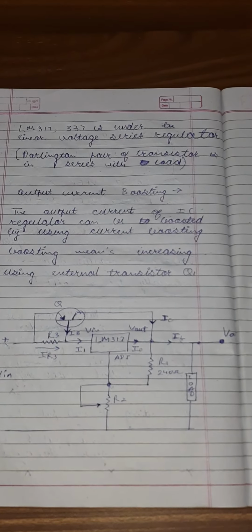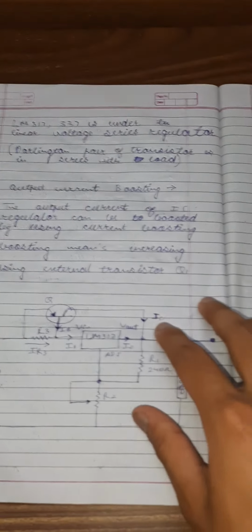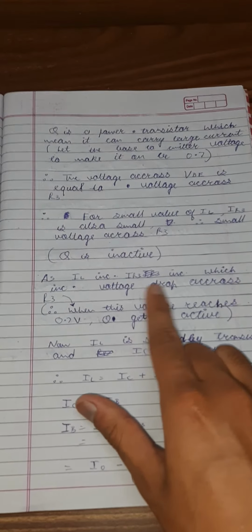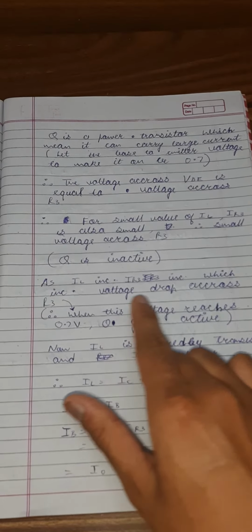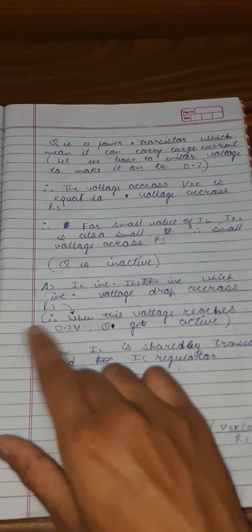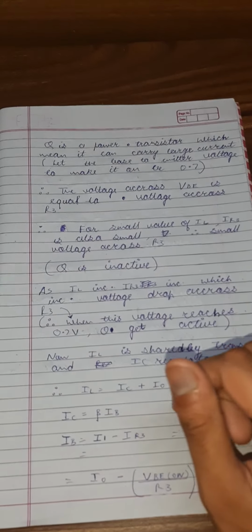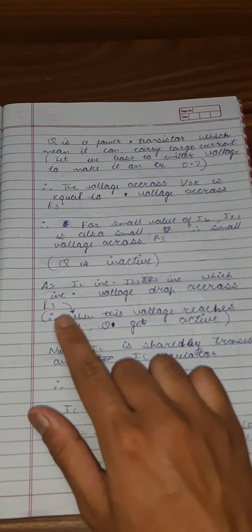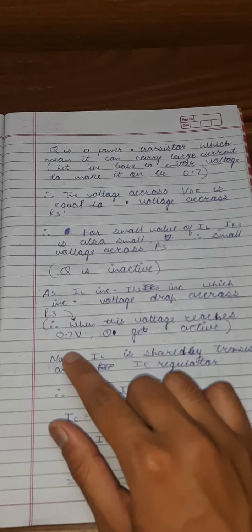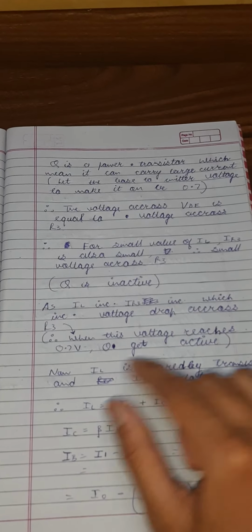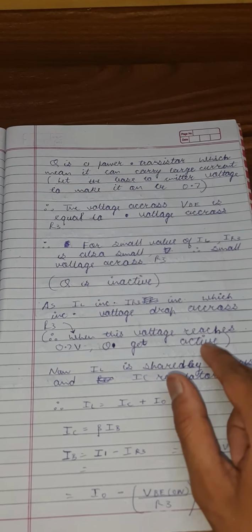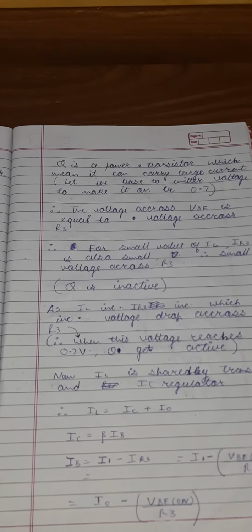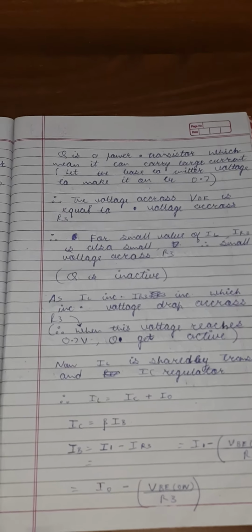For a larger value of IL, IR3 is greater. As IL increases, IR3 increases, which increases the voltage drop across R3. The voltage drop across R3 is the voltage drop across the base and emitter terminals of the transistor. When this voltage reaches 0.7 volts, Q gets active. Q getting active means the transistor gets active, because the voltage required for a transistor to turn on is 0.7 volts.